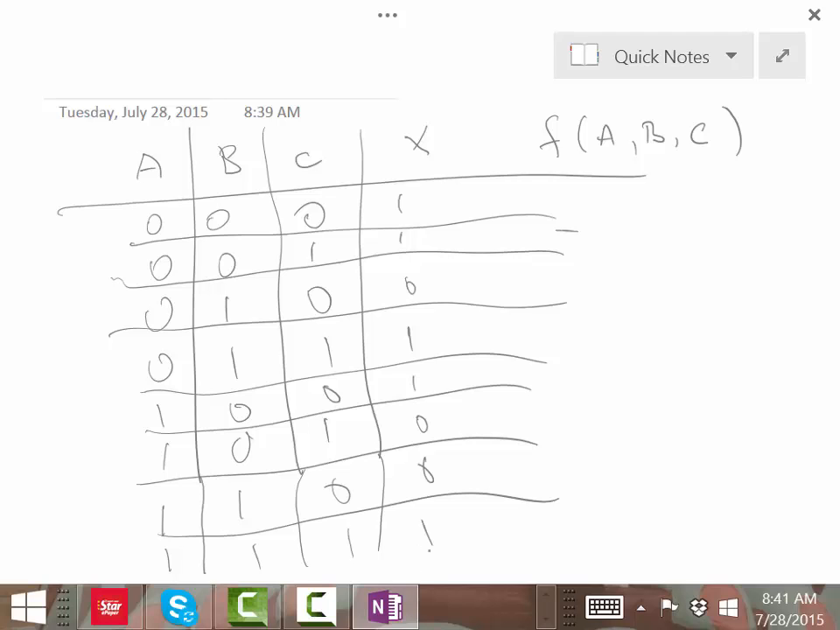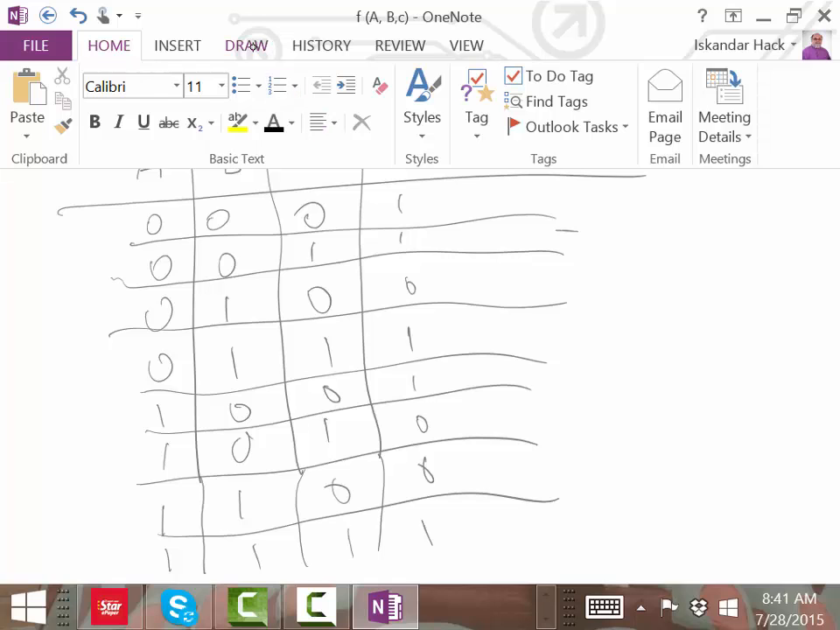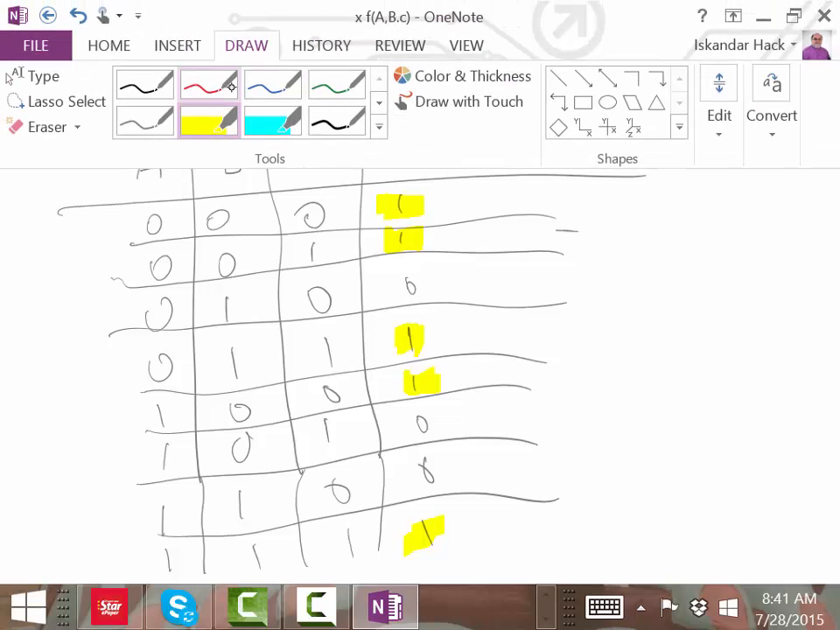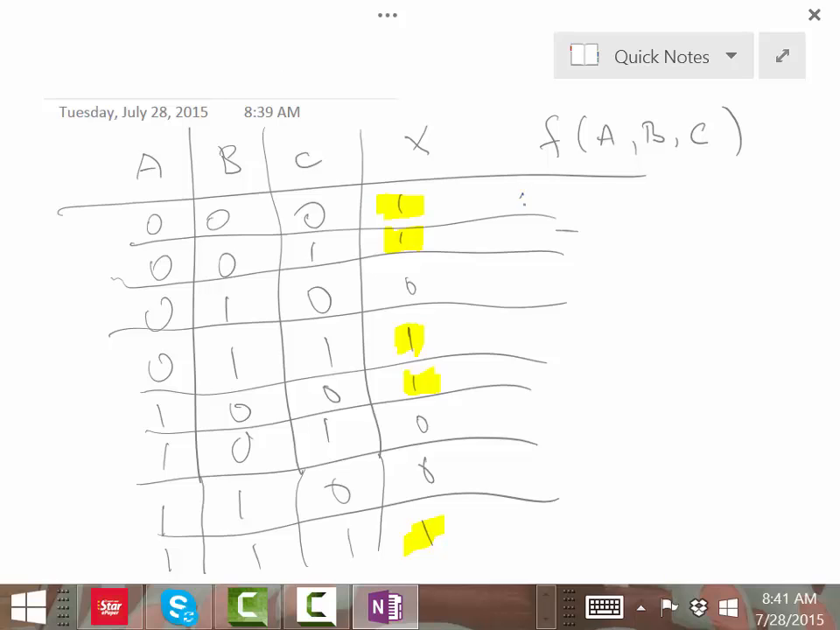In every place there's a 1 here, I would have a term for that. And each one of these terms is going to be, this top one here is A naught, B naught, C naught. This one is A naught, B naught, C. And all I'm doing is, if it's a 0, I put the letter naught. If there's not a 0, I just put that there. So this one here is A naught, B, C. This one is A, B naught, C naught, and this last one is A, B, C.